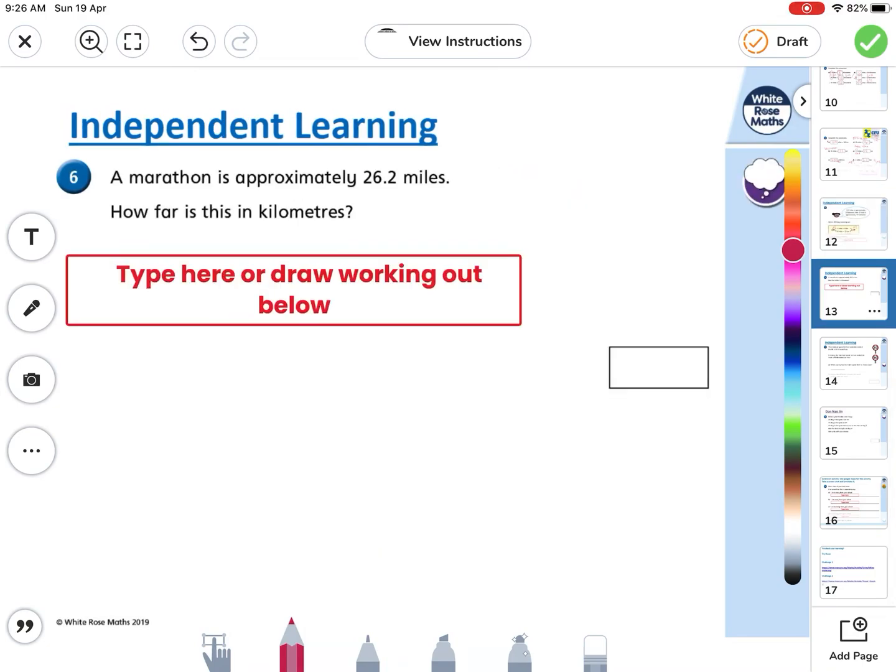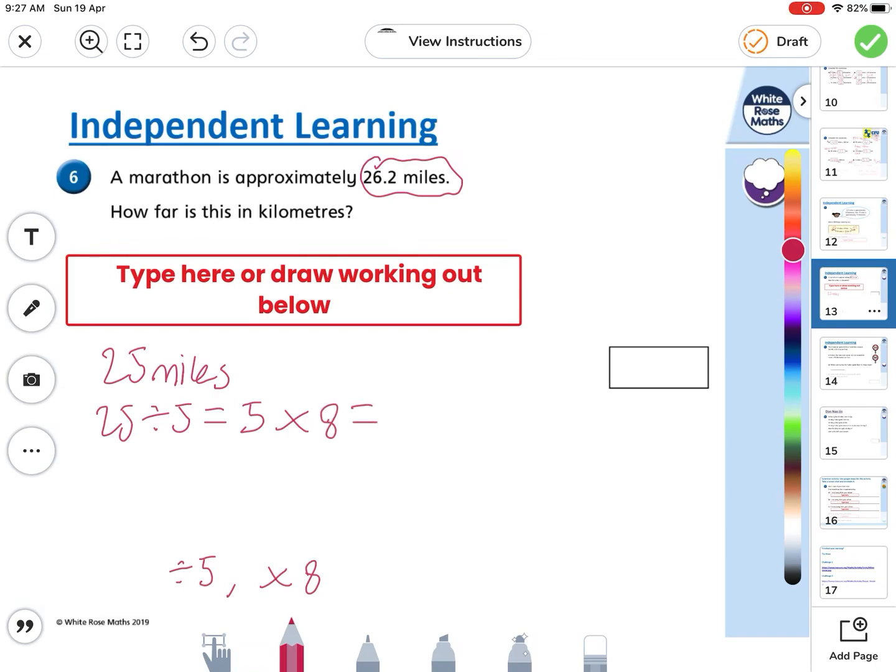Okay, a marathon is approximately 26.2 miles. How far is this in kilometres? Now this one's quite tough. It says approximately. The first thing I'm going to do is change this into 25 miles. Now, like I said earlier, to work out miles to kilometres, we divide by 5 and then times the answer by 8. So 25 divided by 5 equals 5 times 8 equals 40 kilometres.